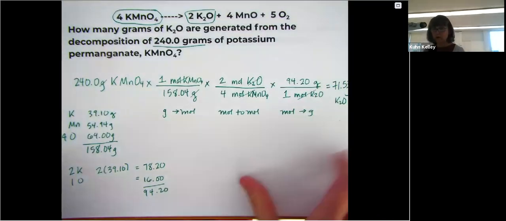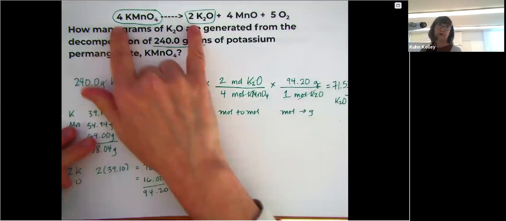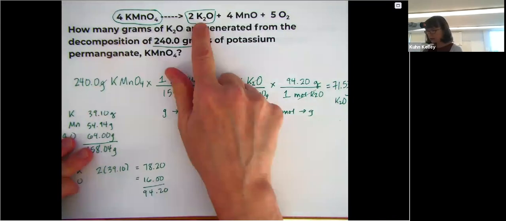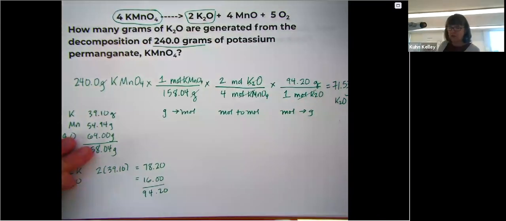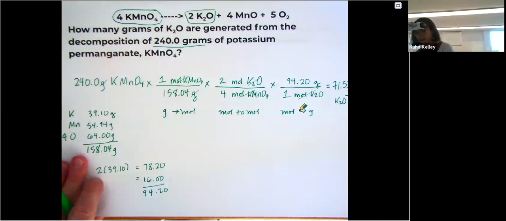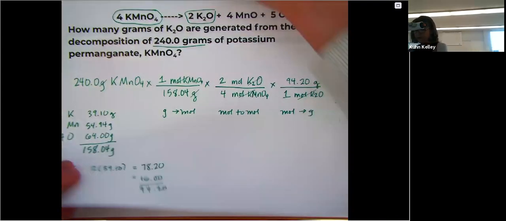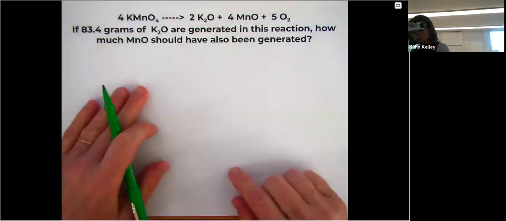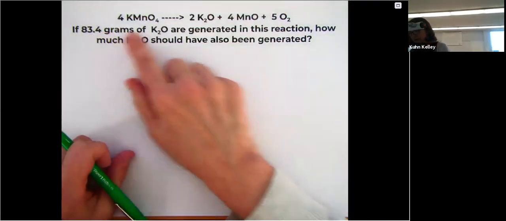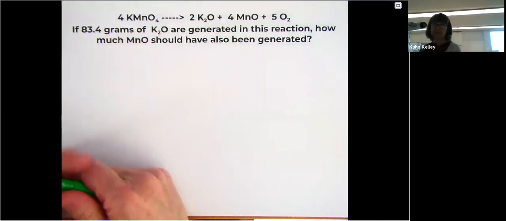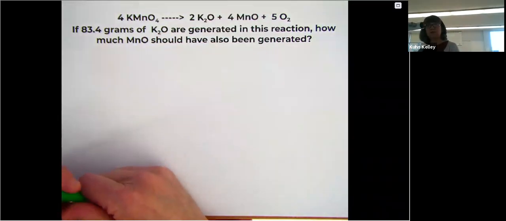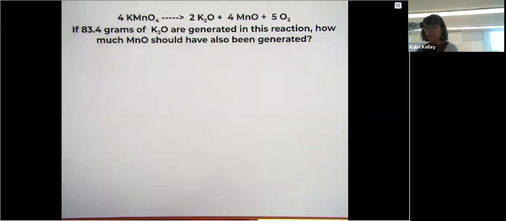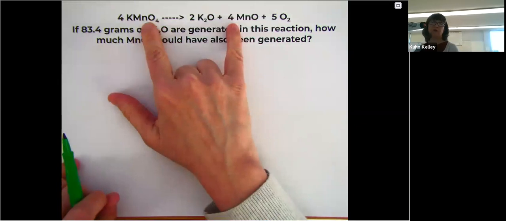Let's do one more, just to show you that you don't always go this direction. Here I started with a reactant and I solved for a product. But I can also solve for things going the other direction and on the same side. So here's another problem. Let's review our steps doing this. This problem says, if 83.4 grams of potassium oxide are generated in this reaction, how much manganese 2 oxide should have also been generated? So first step, do I have a balanced chemical equation?